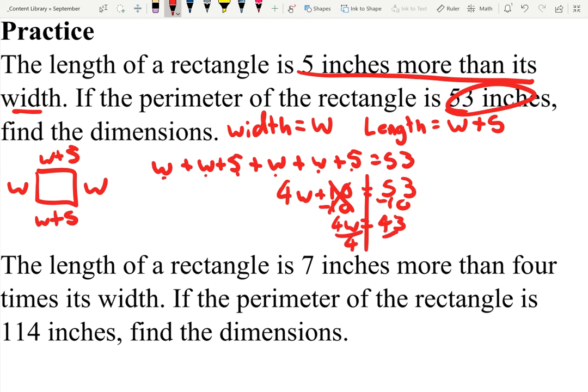And then we divide by 4. So W is equal to 43 divided by 4, which is 10.75.